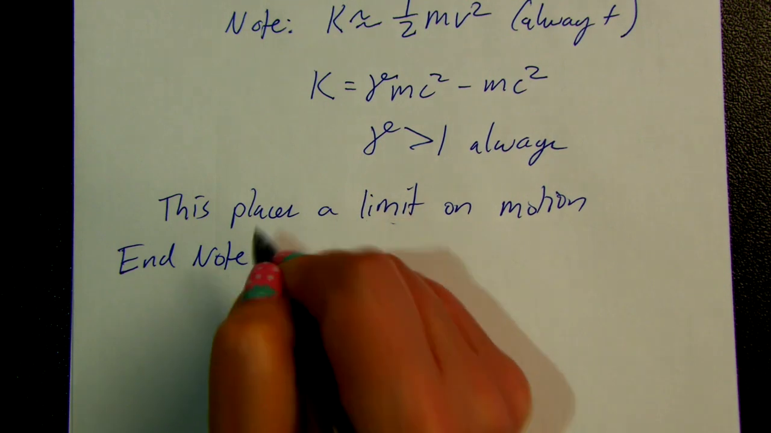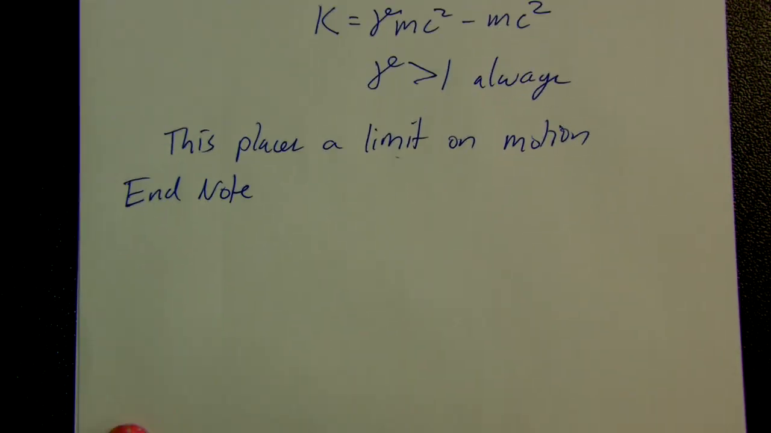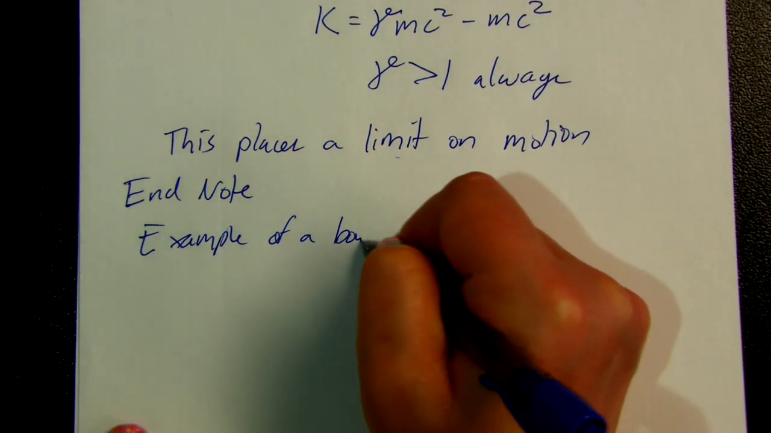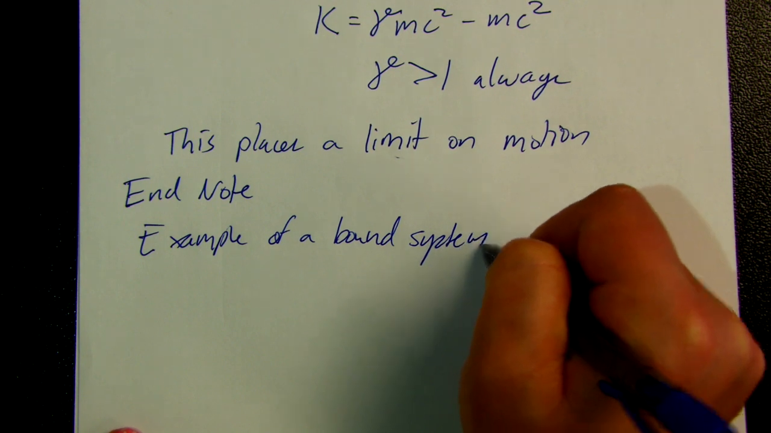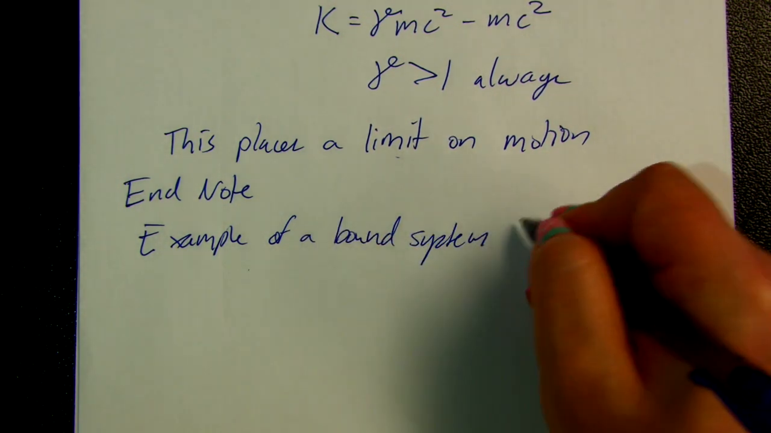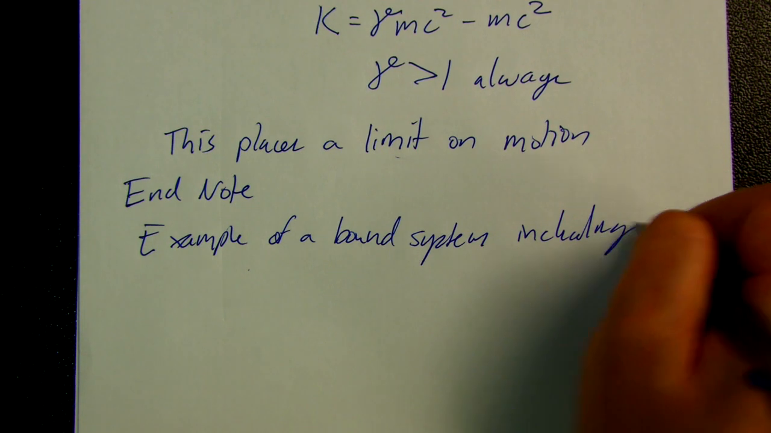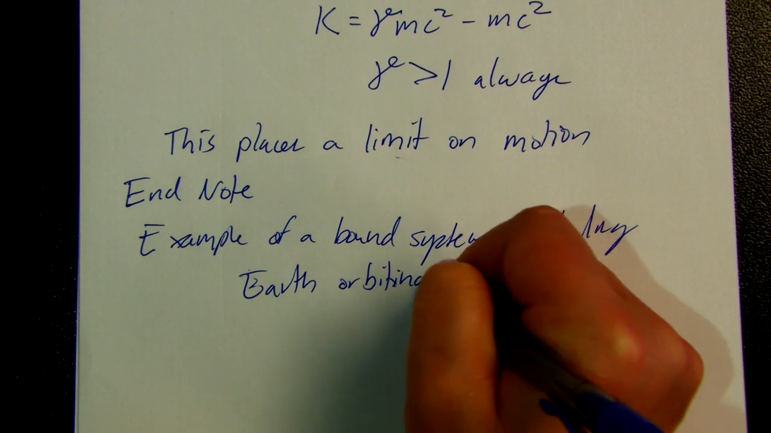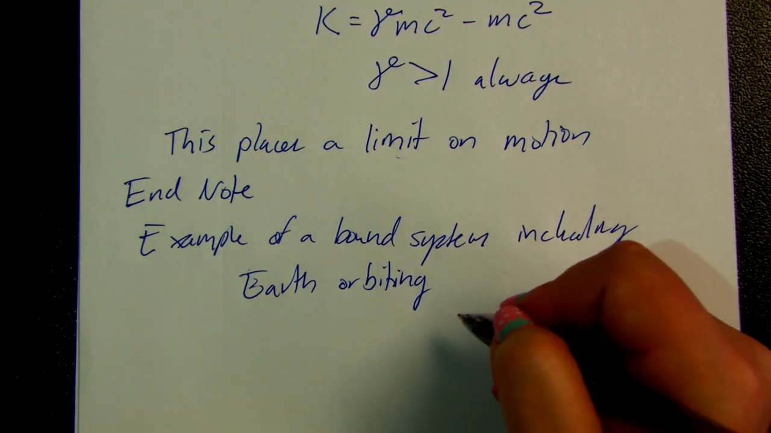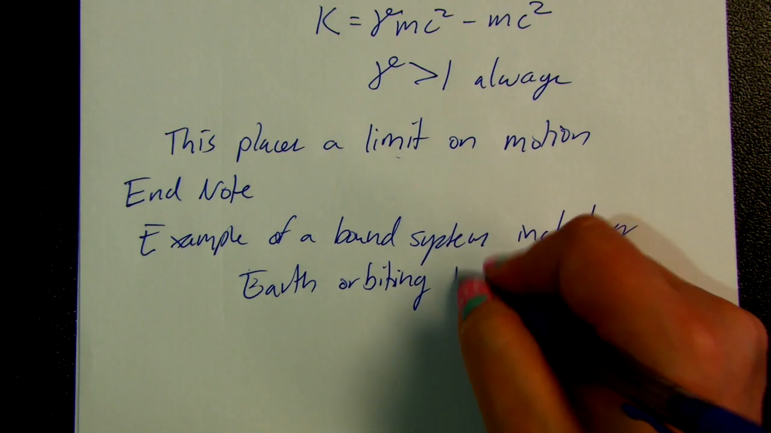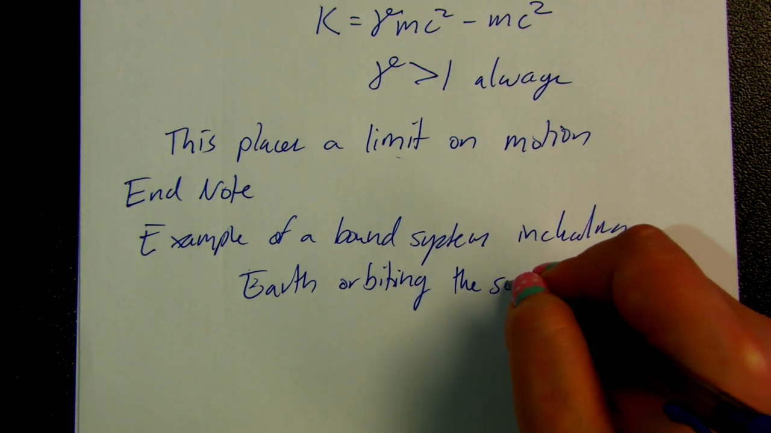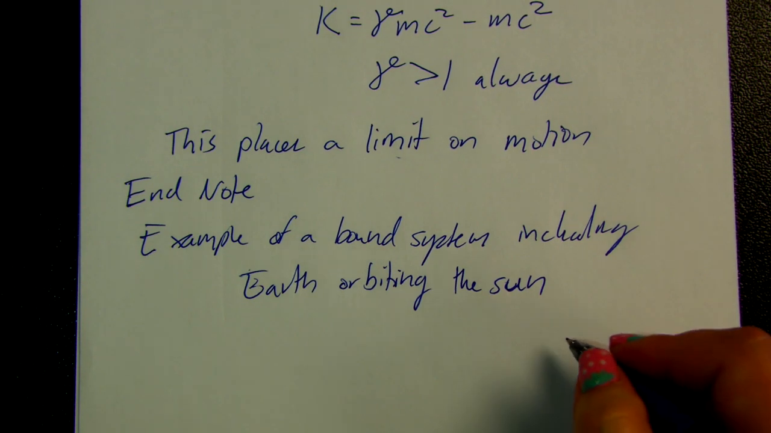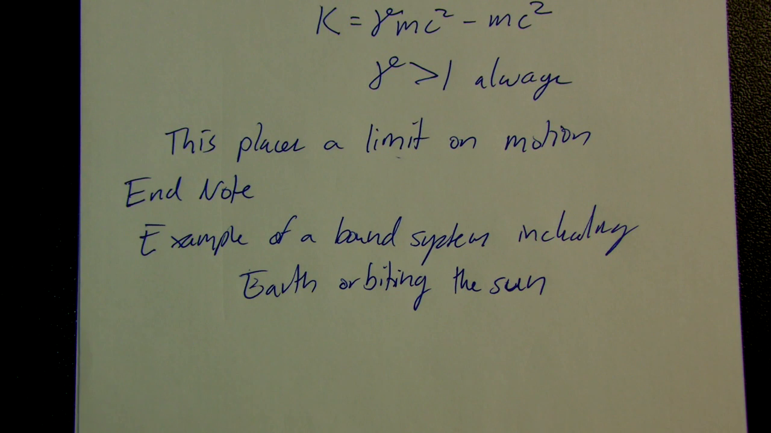Okay, we'll end this little note. Going back to bound and unbound systems, an example of a bound system would include Earth orbiting the Sun. When we're looking at planetary bodies, if an object gets trapped into orbit, it's in a bound system. When we send a satellite up into space, we don't want it to reach escape velocity. We want it to orbit around the Earth, so we want to keep it bound.